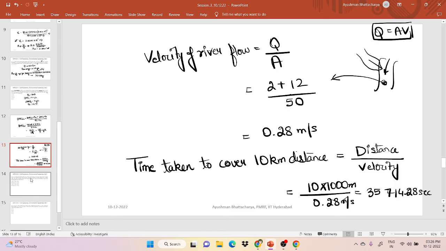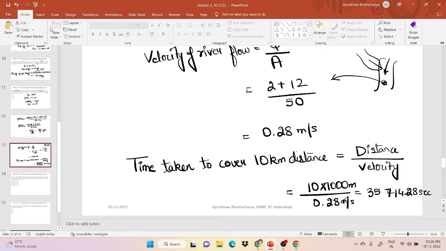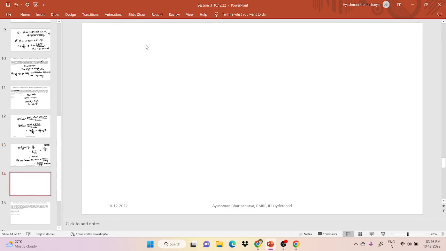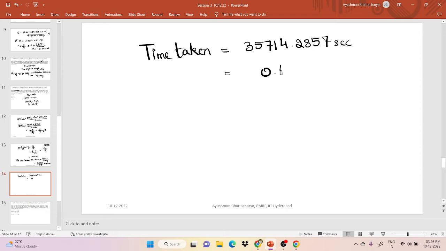So basically the time taken value came out to be 35714.2857 seconds. To convert in terms of days, we will get 0.41336 days. Okay, till now it is clear?